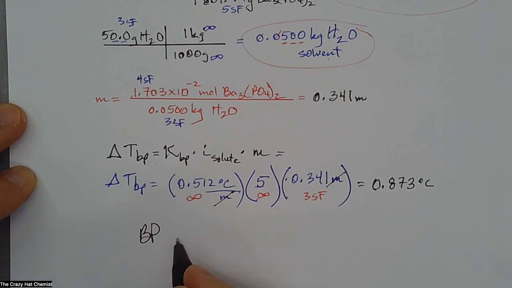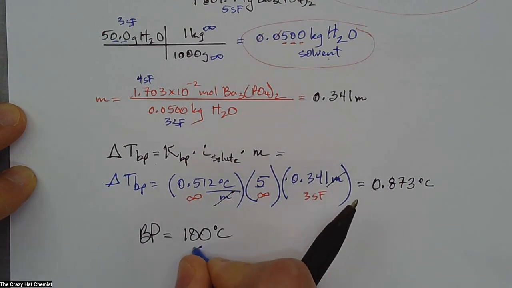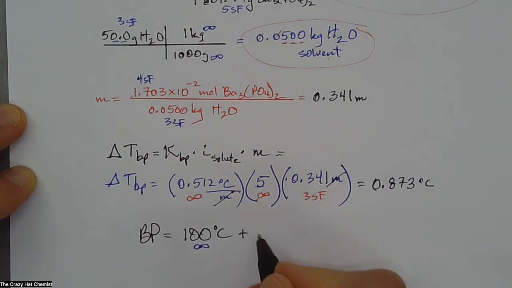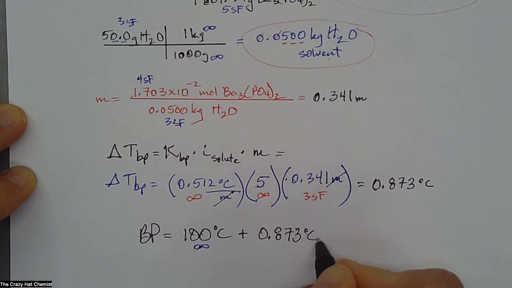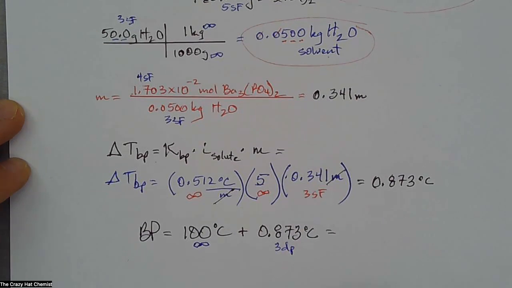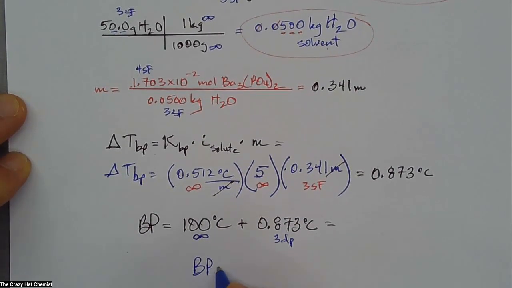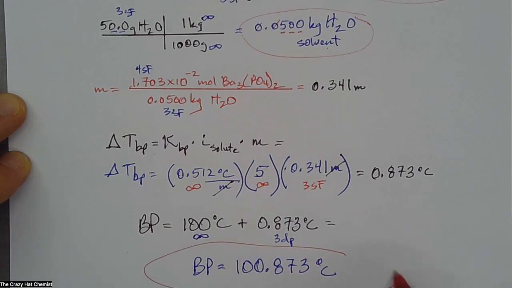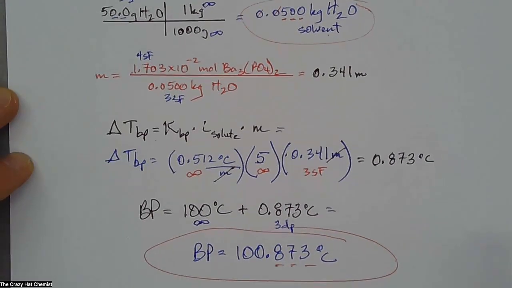So our boiling point is going to equal our normal boiling point, 100 degrees Celsius, infinite number of significant figures, plus the change in temperature of the boiling point, that's 0.873 degrees Celsius, okay? And when we add, we use the fewest number of decimal places. In this case, since this is infinite, this has 3 decimal places. I'm going to have 3 decimal places on my answer. So our boiling point is going to equal 100.873 degrees Celsius. And this is our final answer rounded to 3 decimal places.